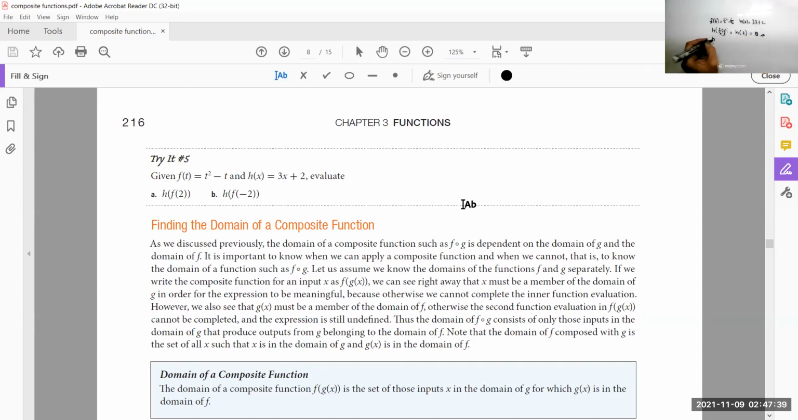They ask us to find h of f of -2. Now, -2 goes inside f. So when x equals -2, -2 squared, that will be 4. 4 minus -2, that will be 4 plus 2, which is 6. So now we're looking for h of 6. And now this output goes inside h. So now we evaluate h when x equals 6. 3 times 6, that's 18 plus 2, 20.